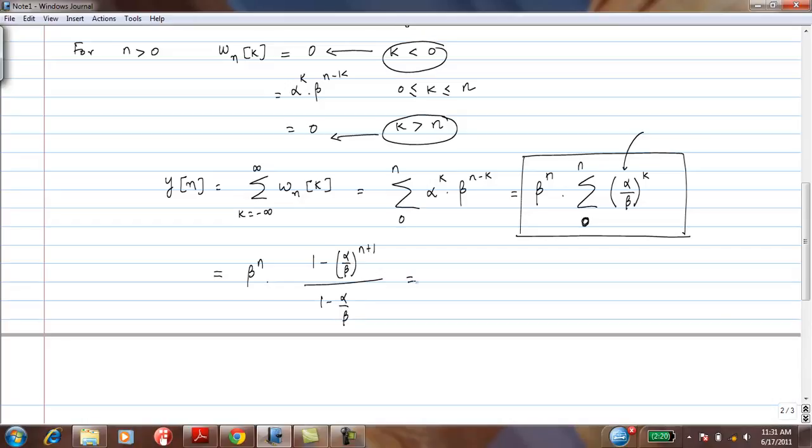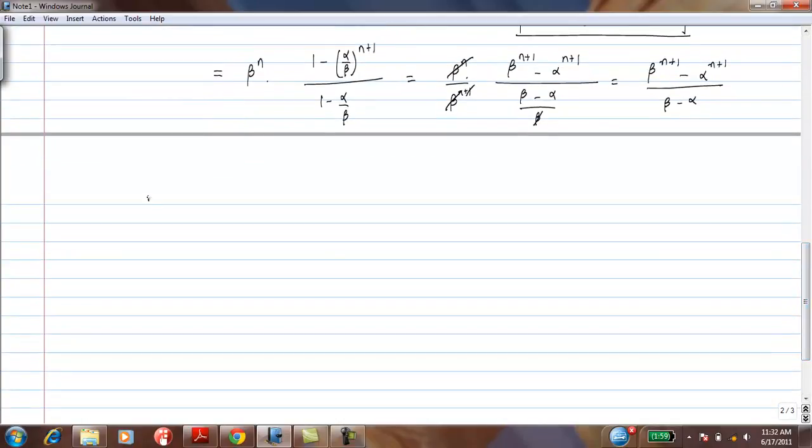So this you can simplify into, so what I have is beta to the n plus 1 minus alpha to the n plus 1 divided by beta to the n plus 1 times beta minus alpha over beta. So I can remove this, and then I can remove this and this, and I get a nice form which says this is beta to the n plus 1 minus alpha to the n plus 1 divided by beta minus alpha. So the final answer is this.